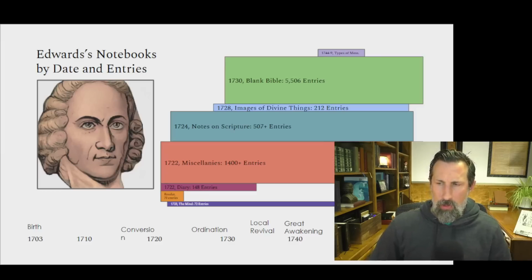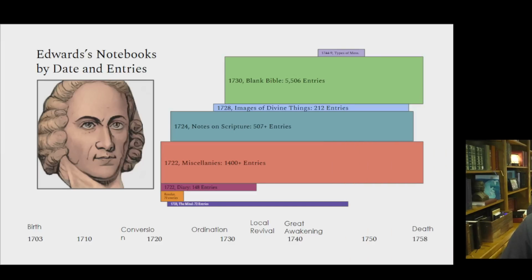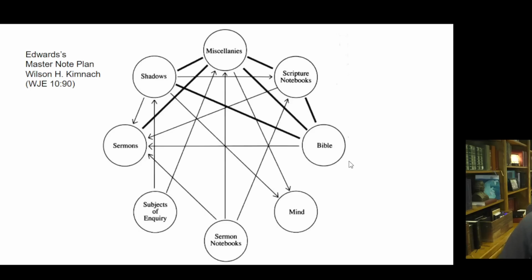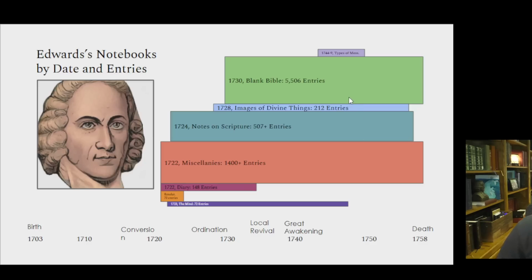Now, in this illustration, let me see if I can move my face off the screen there for you a little bit better. This illustration shows where Edwards was positing most of his important information. So, whoops, let me jump back to that real quick here. So this block right here is his blank Bible, over 5,506 entries. His Divine Things had 200 entries. His Notes on Scripture, 500 plus entries. His Miscellanies is a huge notebook here, and he's got over 1,400 entries and so forth. He had other journals and note-taking devices as well.